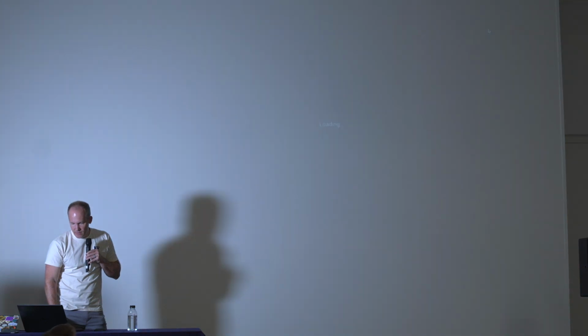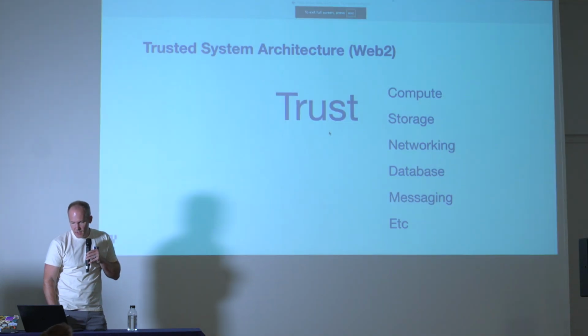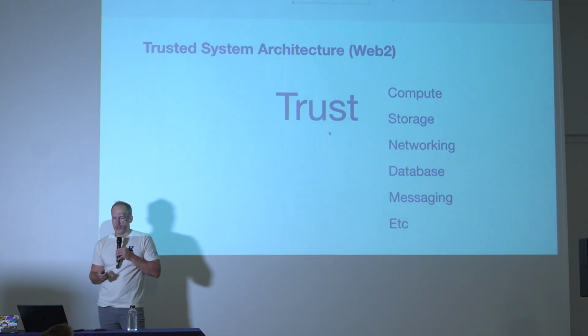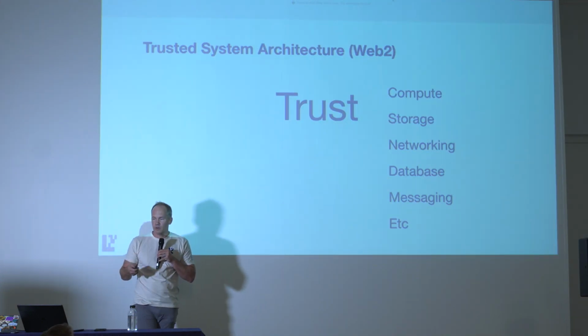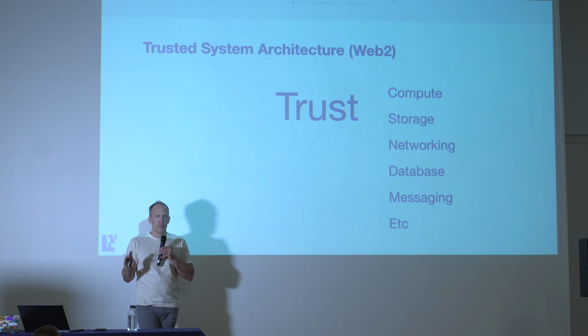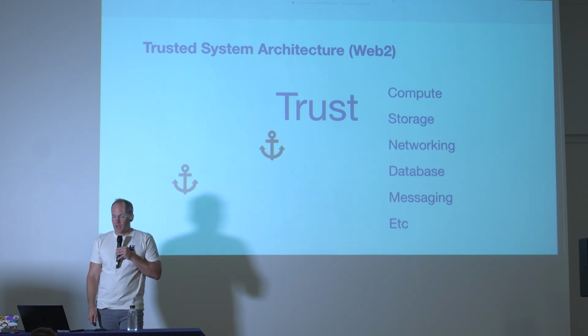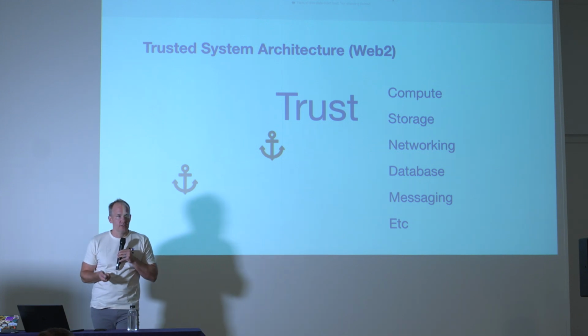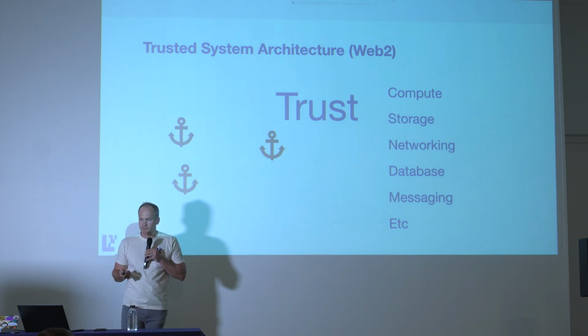So if you think about the typical Web 2 stack, there are a few different components here. You have compute, you have storage, you have networking, you have database, you have messaging, and those are all assumed to run on their own independently. And you have trust. These are opportunities to establish anchor points for trust as you're building your AVS.